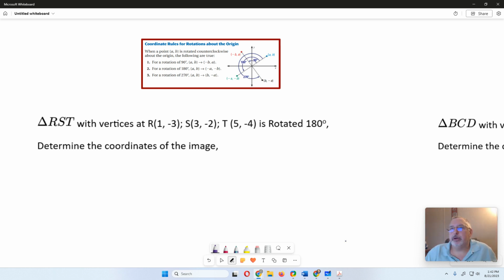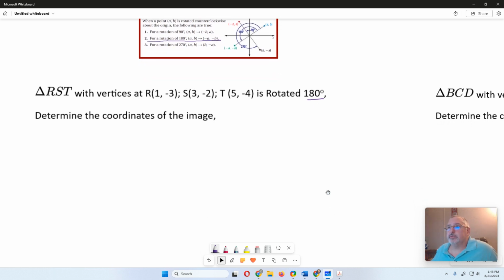So here are some examples. Here's our first one. We've got triangle RST with vertices at R(1, -3), S(3, -2), and T(5, -4), and we're going to rotate it 180 degrees and then determine those coordinates. We're going to come to the table that's listed in your lesson and find the rule for a rotation of 180 degrees. It's right there. What it says is that you just change the signs. So when we find our coordinates, that's what we're going to do.